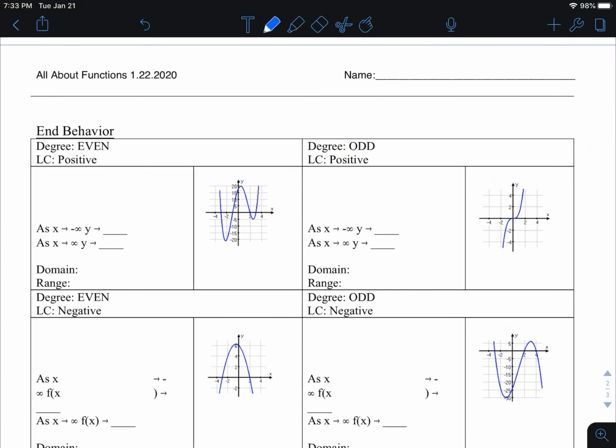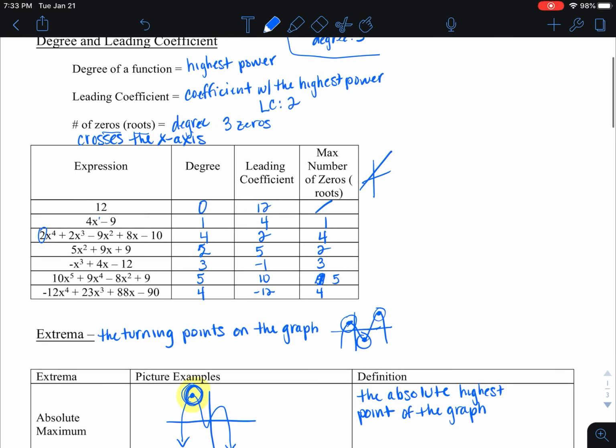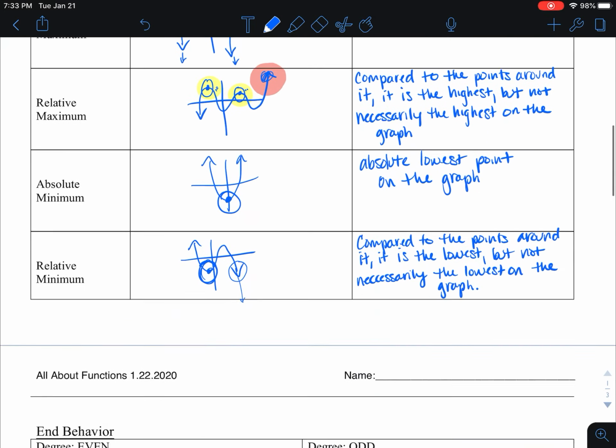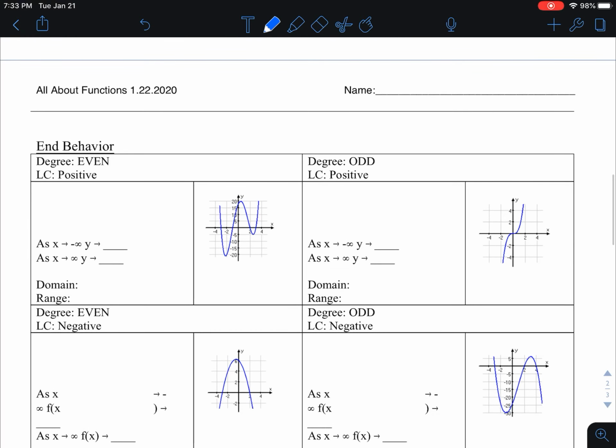All right, guys. So you should watch the first video on the extrema, the degree, leading coefficient, the zeros, roots, all of that. So now we're going to talk end behavior. With end behavior, we have this funky little symbol of infinity. I want to point something out. When we're looking at this right here, you'll notice it will be on all of these end behavior questions. That's just the standard.